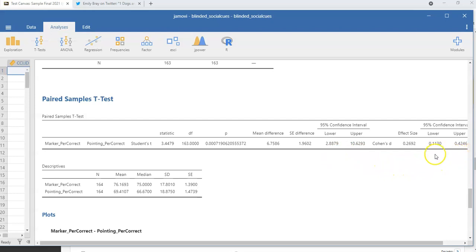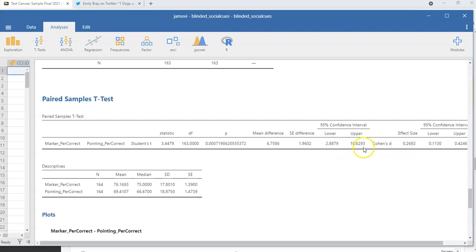So if you look at the d one, it might be a small difference of about 0.1 of a standard deviation in the population, or it might be a medium difference of about a 0.4 standard deviation, the difference between their performance on these two tasks in the population. This confidence interval means that the difference in the population might be a difference of about 3%. And in this one, it might be a difference of about 11%. Okay, this is the upper bound and this is the lower bound.